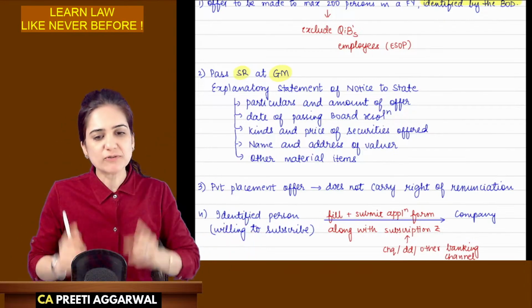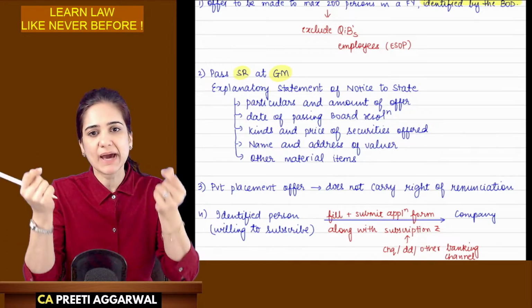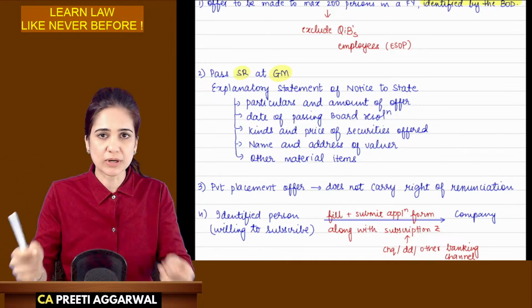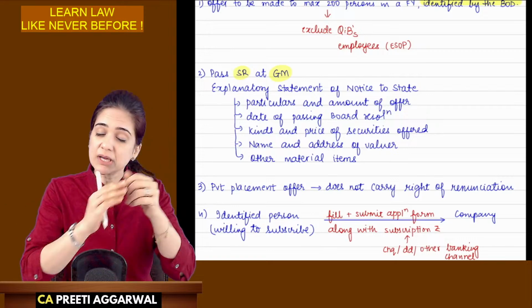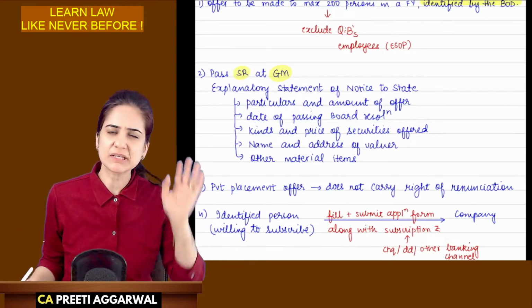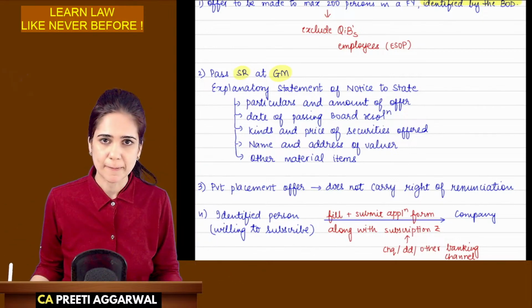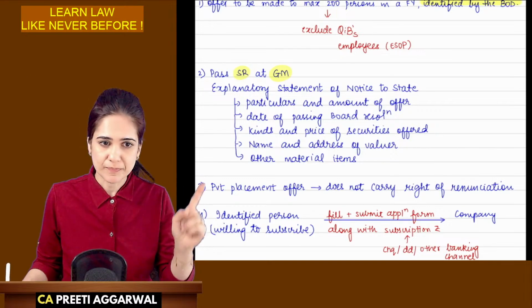No, the offer was made to a specific person. It can be accepted by that person only. If he doesn't want to accept it, he will have to reject it. He cannot say, my friend is interested, I will ask him to subscribe. Offer was not made to him.